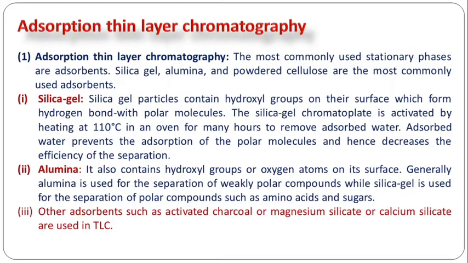Whatever adsorbent we use here, silica gel, alumina, powder cellulose, or these salts, magnesium silicate, calcium silicate, activated charcoal, this acts as a solid stationary phase. That's why this type of chromatography is called adsorption thin layer chromatography.